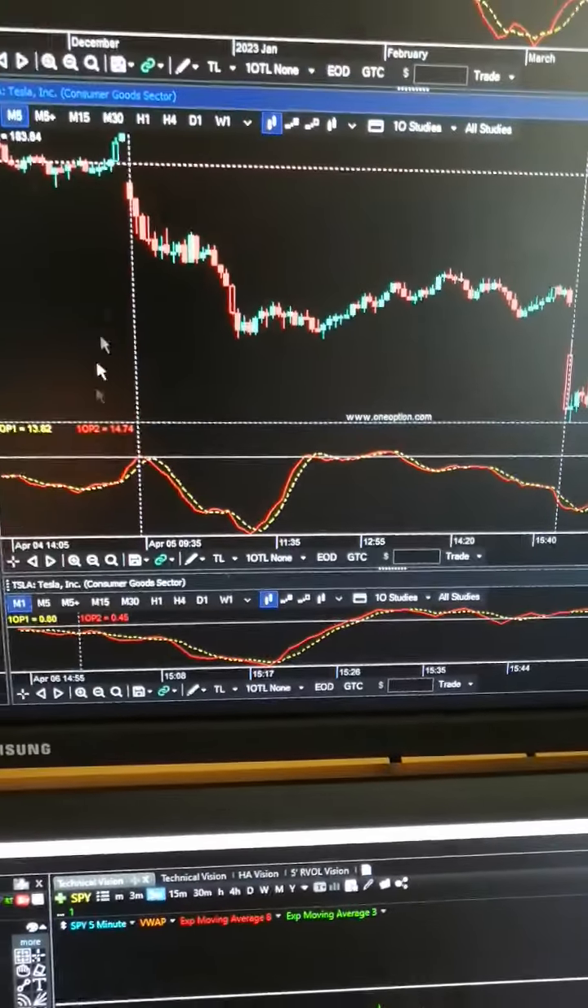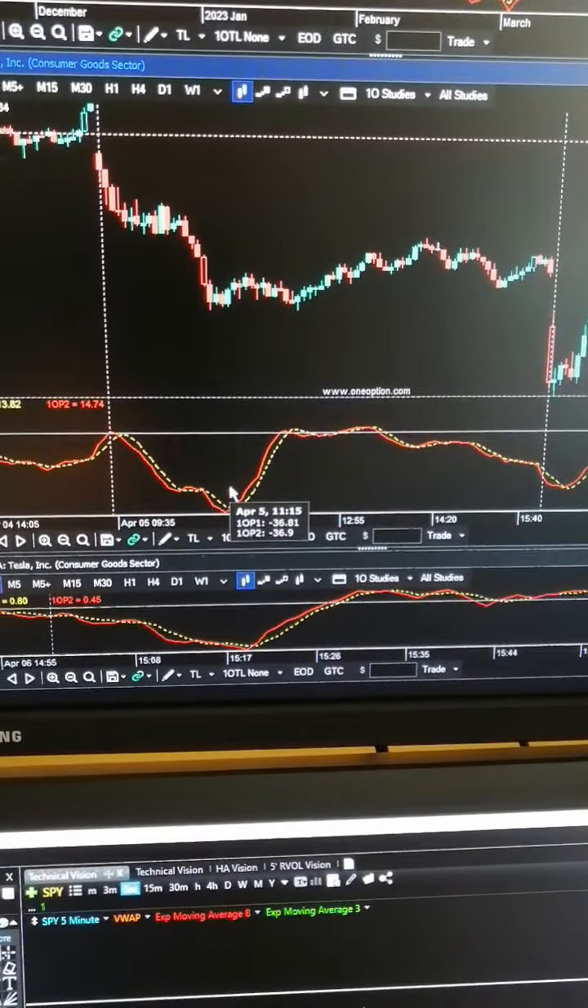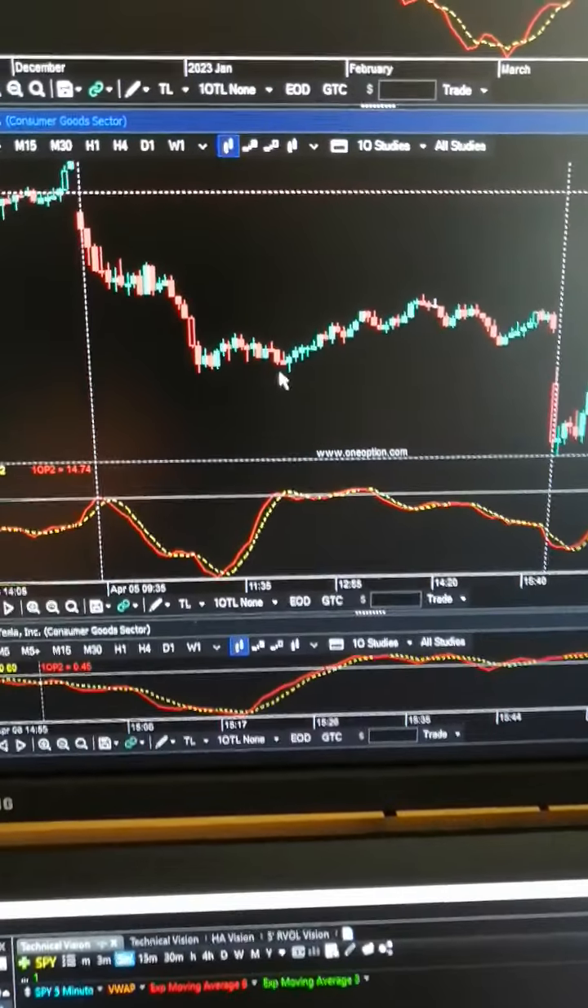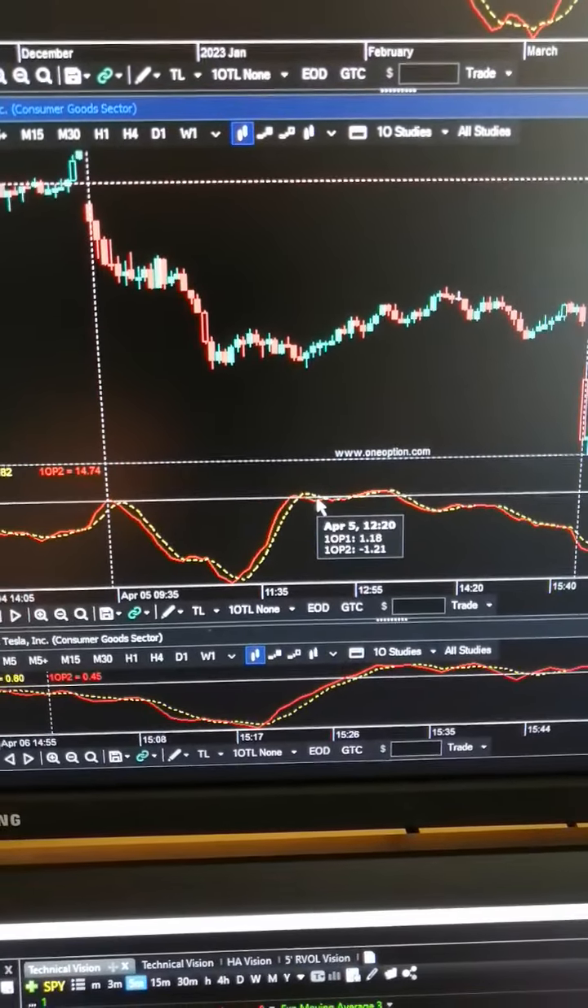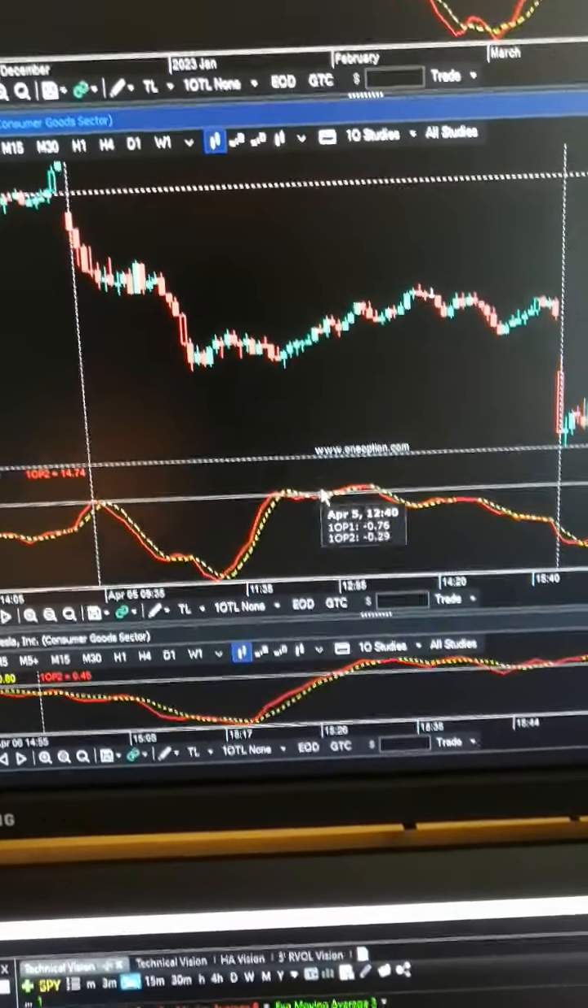Beautiful place to short, right? Because we have that bear cross. We have this massive bull cross all the way back up top. And then we get this crossover, and I'm thinking, great, PDS time. Let's take a PDS. Let's take a debit spread. Let's take this thing down.